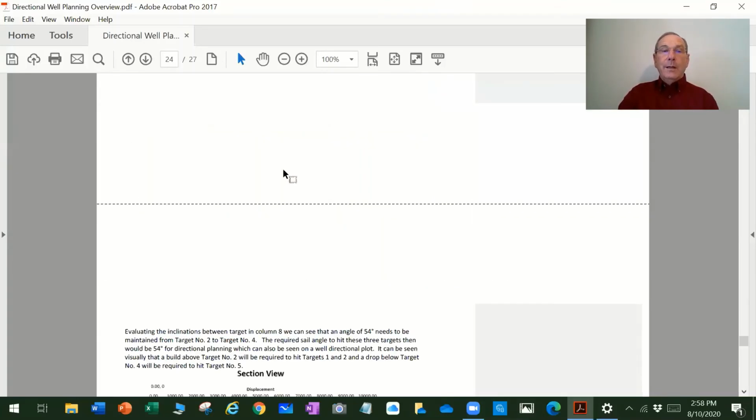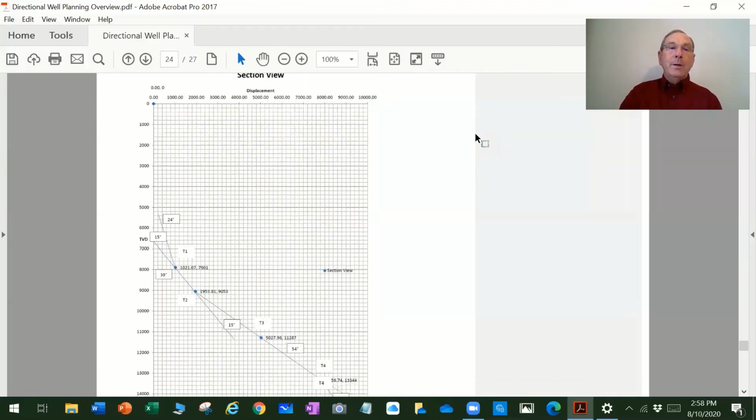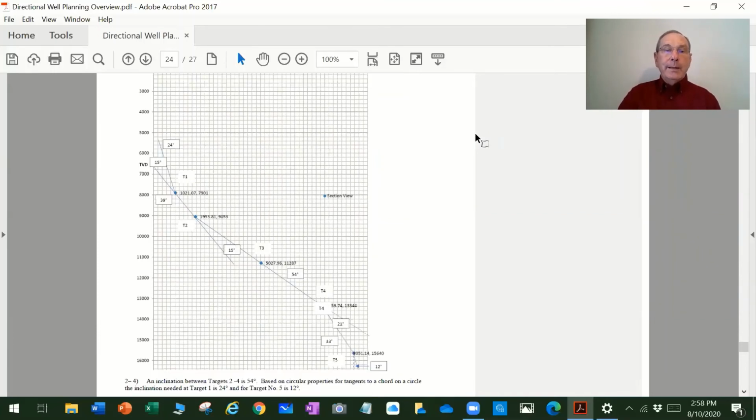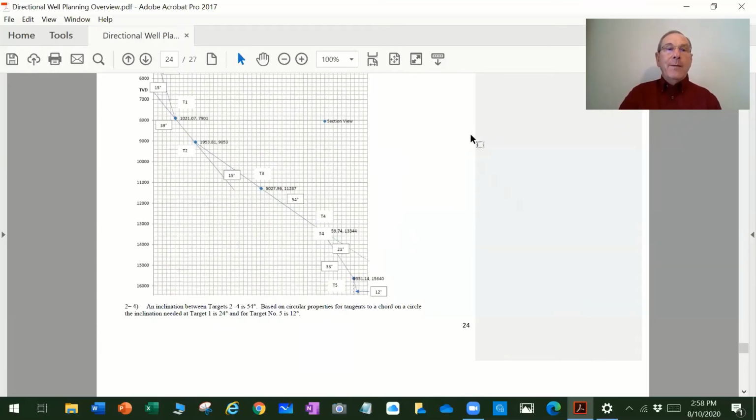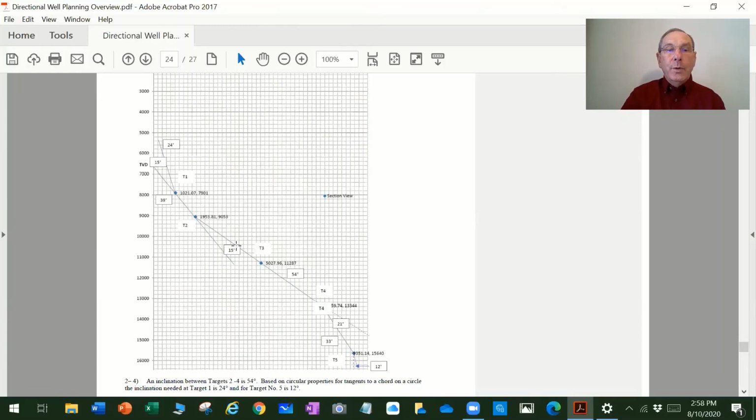So then the next steps, if we look at our chart, we can do this by plotting the angles, or we can just do it by looking at the information. If we look at a plan section view of this information, we can see that an inclination between targets number 2 and target number 4 is set at 54 degrees in order to go from target number 2 through target number 3 and to target number 4.